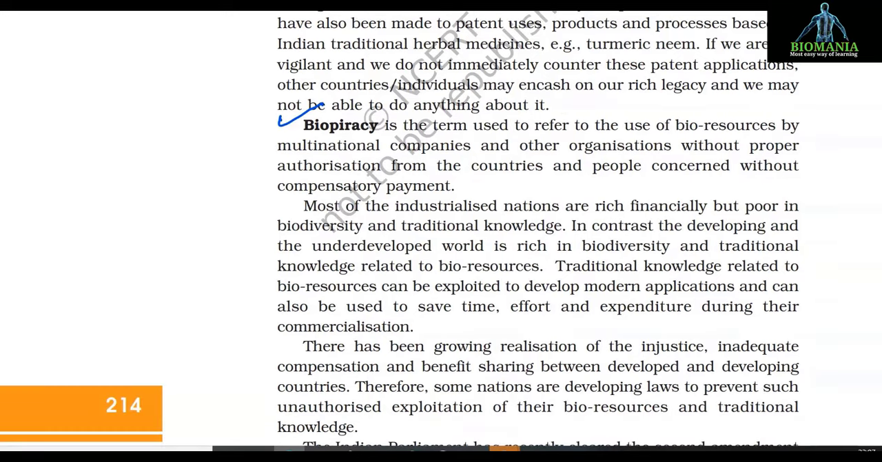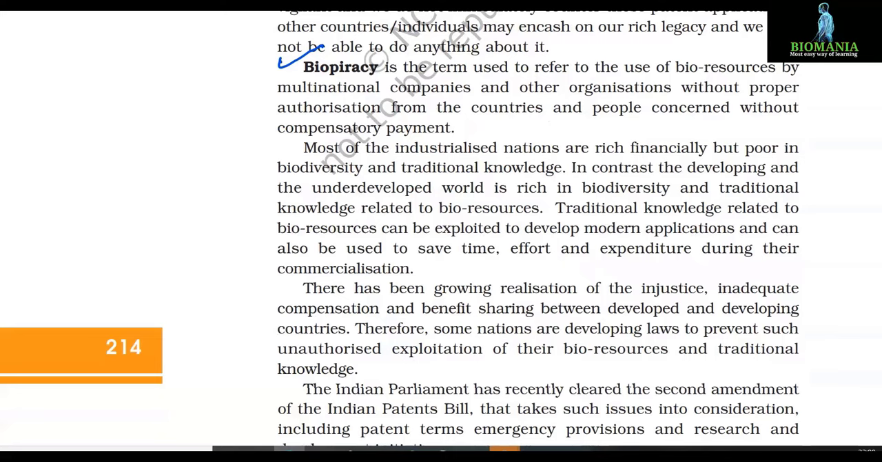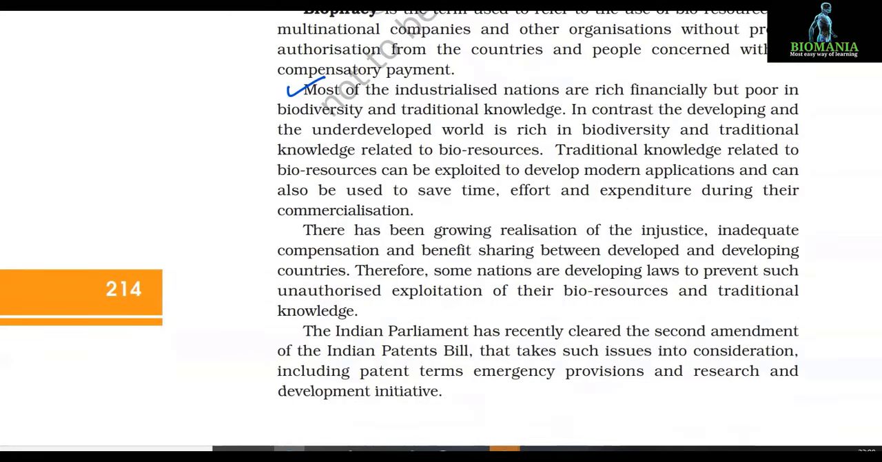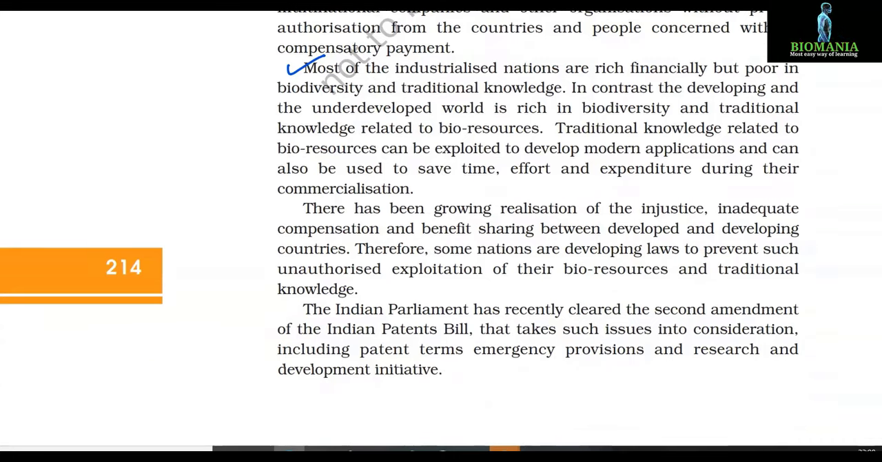Biopiracy. Biopiracy is the term used to refer to the use of bioresources by multinational companies and other organizations without proper authorization from the countries and people concerned, and without compensatory payment. Most of the industrialized nations are rich financially but poor in biodiversity and traditional knowledge. In contrast, the developing and the underdeveloped world is rich in biodiversity and traditional knowledge related to bioresources.